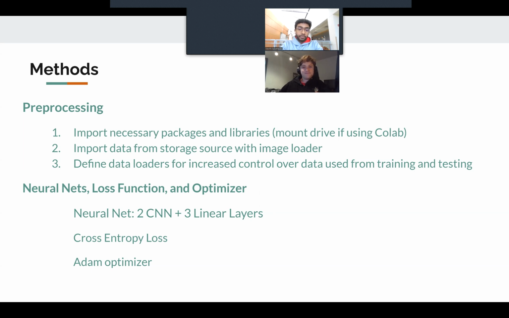The neural network that we finalized in our current model consists of two convolution networks and three linear layers. We also implemented the cross entropy loss function, which we kept constant throughout all iterations of our model. And finally, we added an optimizer, specifically the Adam optimizer, which is an iterative optimization algorithm used to minimize the loss function during the training of neural networks.